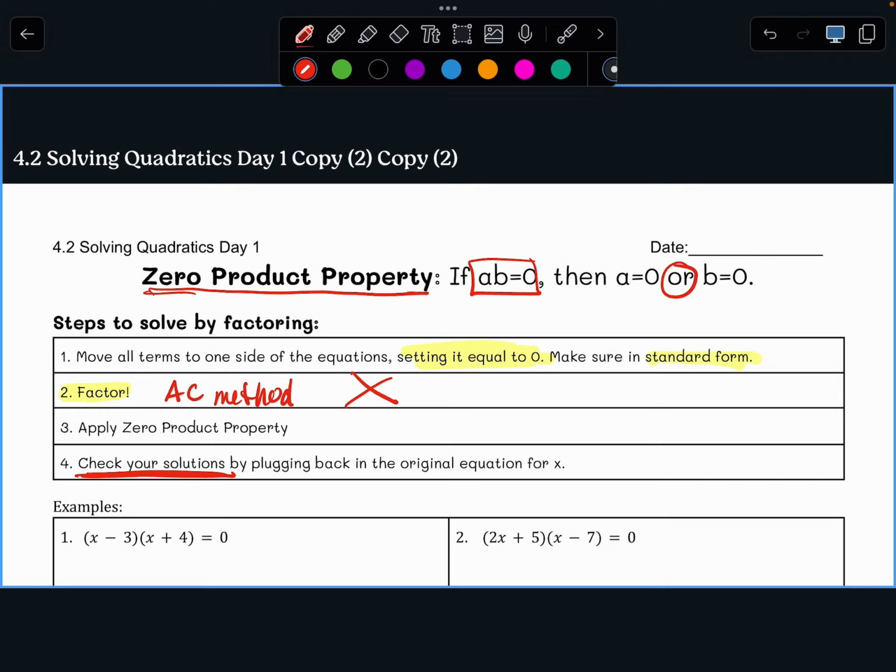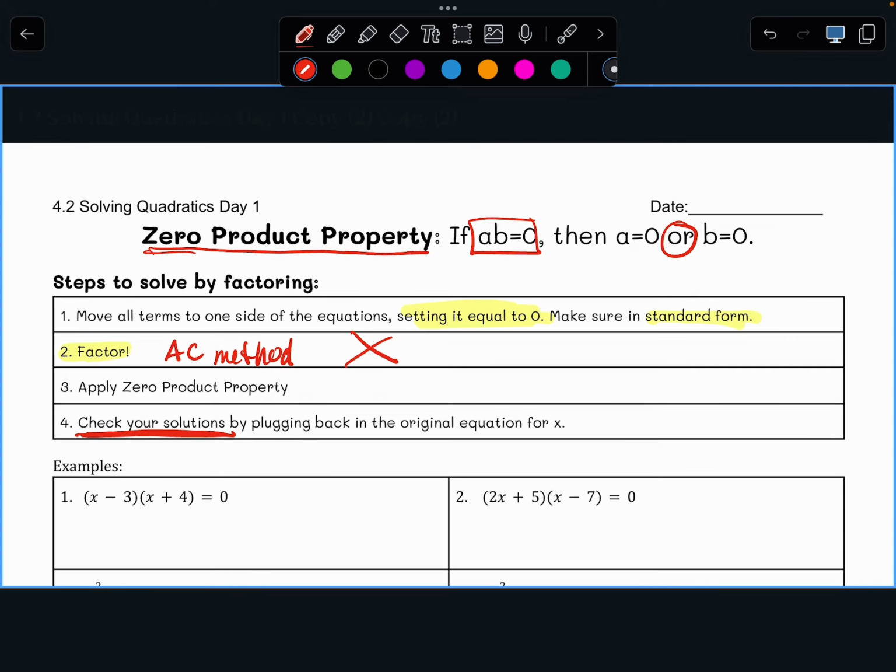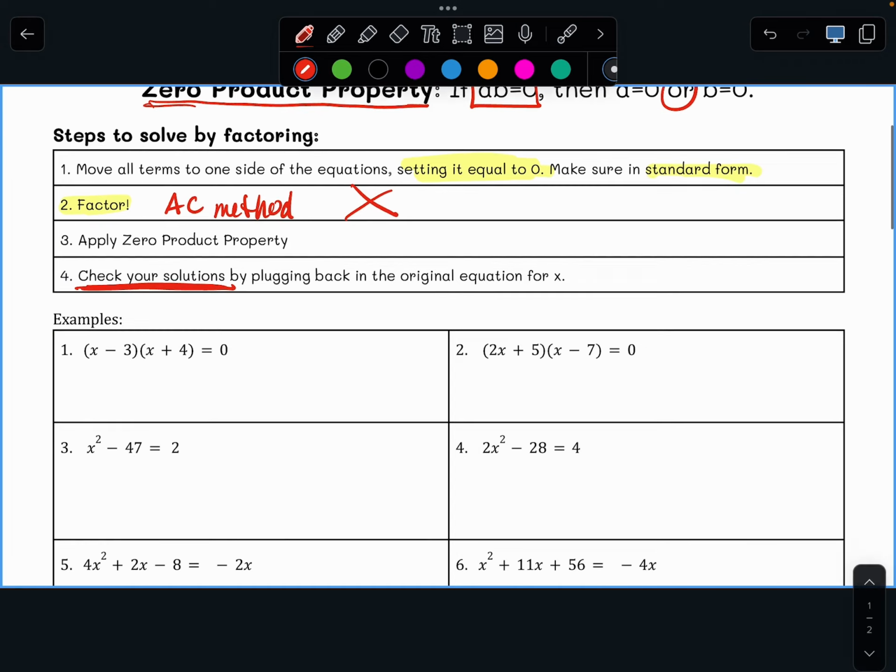Dominic? That doesn't make sense. I can't have a negative X in some cases, depending on the question, so you just want to pay attention to that.